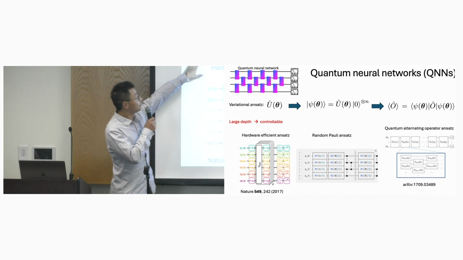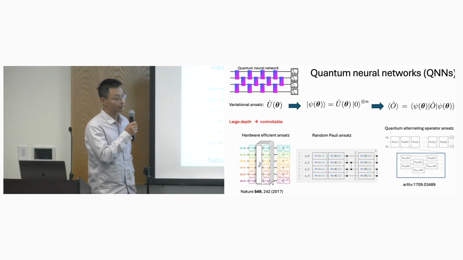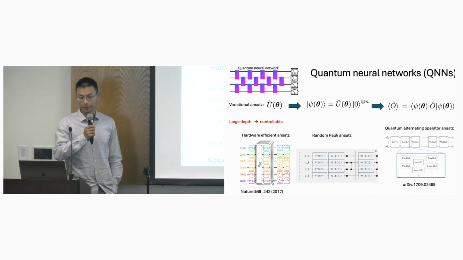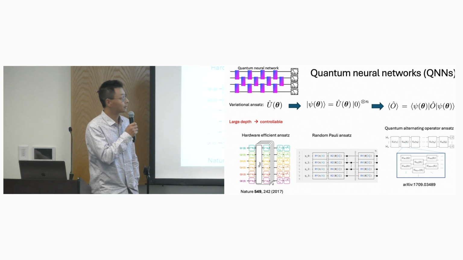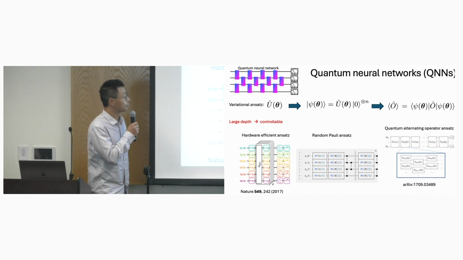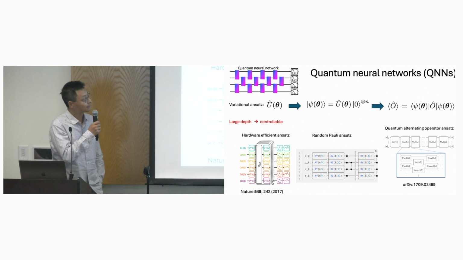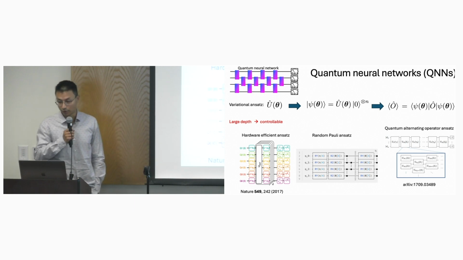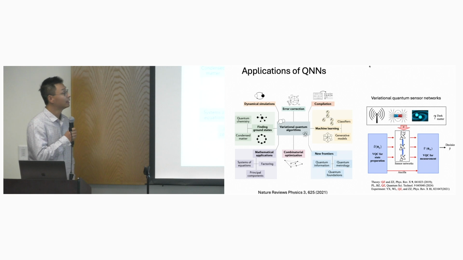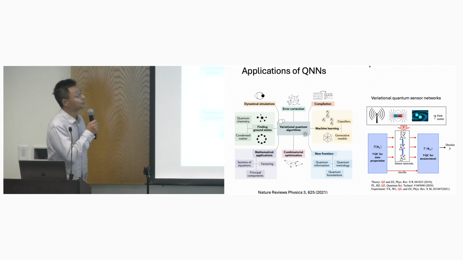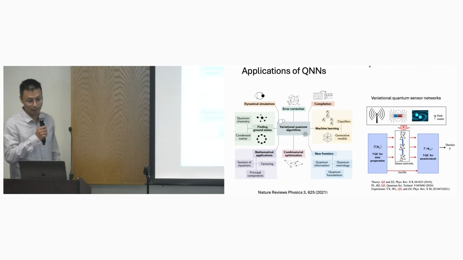So when the circuit depth is becoming large, we call it controllable. Basically, the circuit is universal. So this should be true regardless of what type of ansatz you choose. For example, you can choose hardware efficient ansatz, random Pauli ansatz, or quantum alternating operator ansatz. And our results should hold for this circuit when the large depth limit. And they are widely useful for many different tasks.